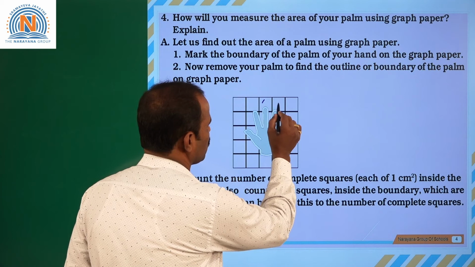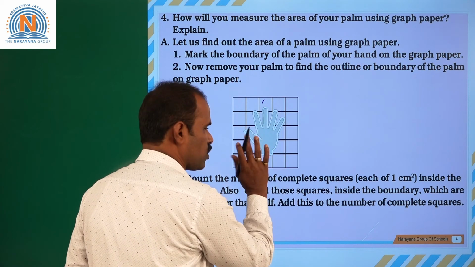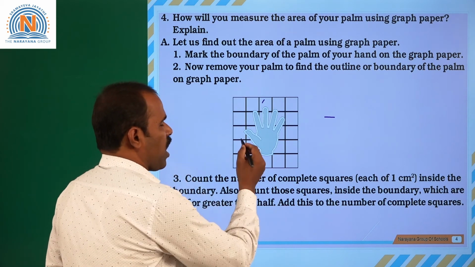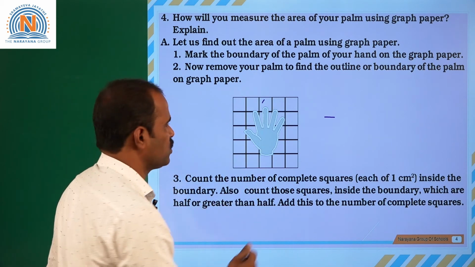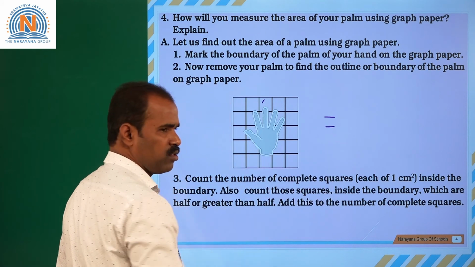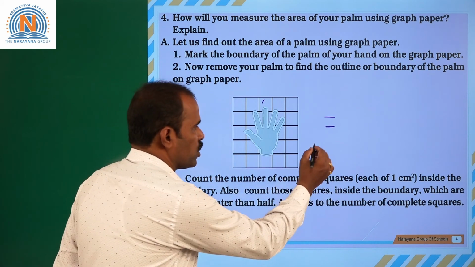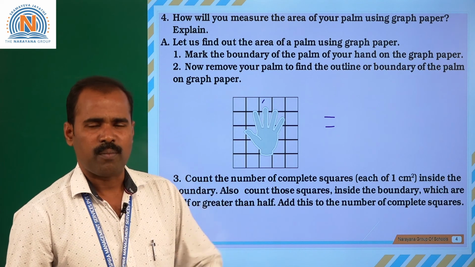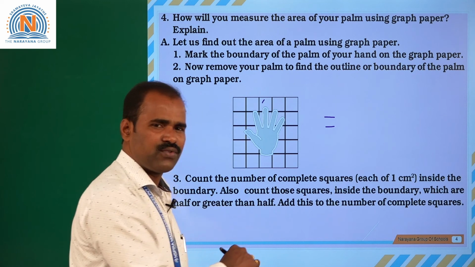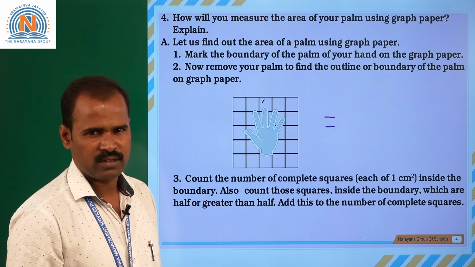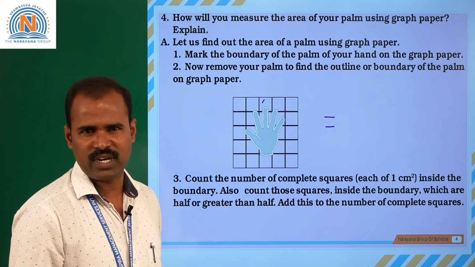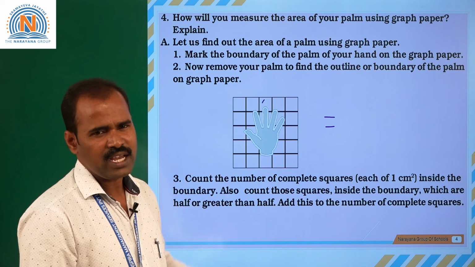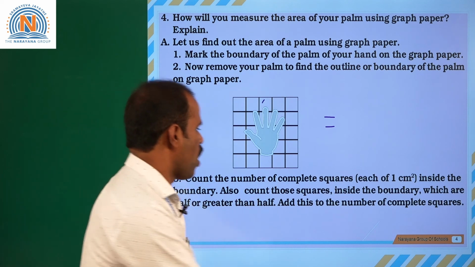This is one cell, this is one cell, like that. So, first you count the completely filled cells. Next, you count the half or more than half filled cells. Then add all those. Then you will get the final total surface area of your palm. But less than half filled cells you neglect. Only half or more than half filled cells you need to consider. With that you will calculate the surface area of your palm.